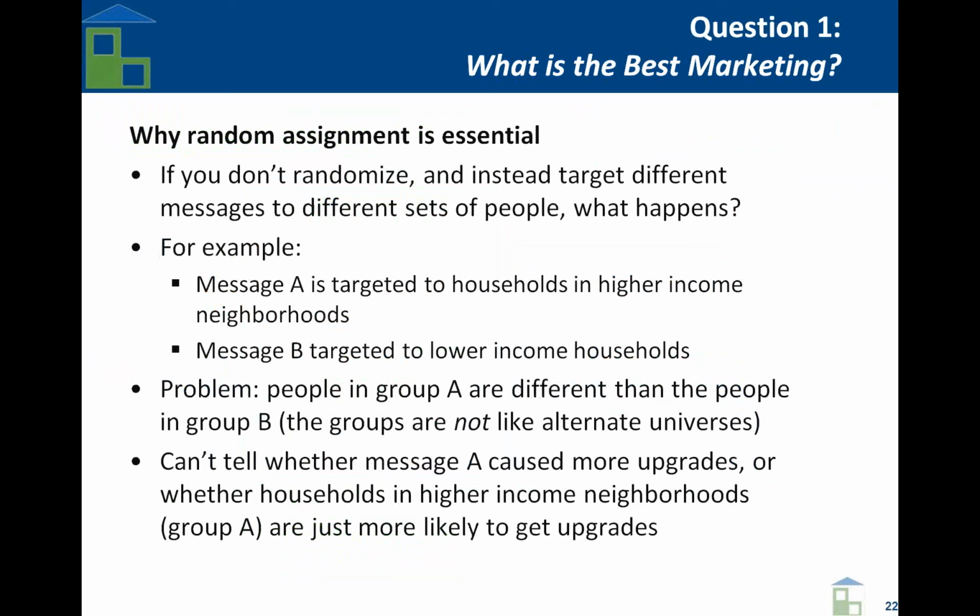Okay, so as I've stressed a few times, making sure the group assignment is truly random is essential. So let's look at what would happen if we didn't randomize and instead targeted different messages to different groups. So for example, you could imagine targeting message A to people in higher income neighborhoods and targeting message B to people in lower income neighborhoods. So the problem is that now people in group A and group B are different from each other. And so you can never tell whether that 5% difference was caused by the message or whether it's just that households in higher income neighborhoods are more likely to get upgrades in the first place.